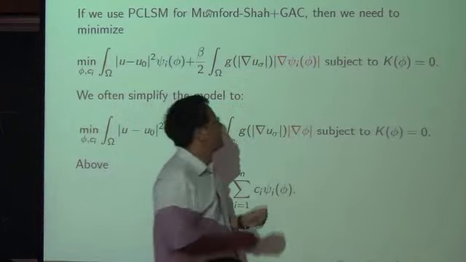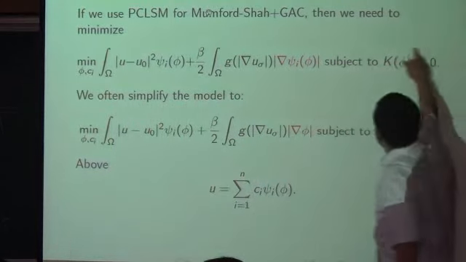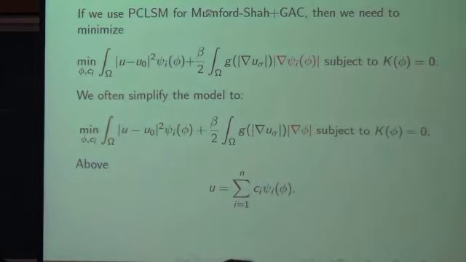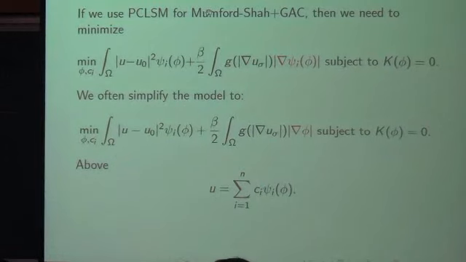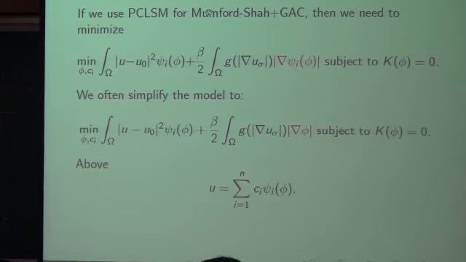This depends on phi. But then you need to have such a constraint to avoid the overlap of regions. To avoid overlap of regions. So if you do this, the previous piecewise constant model combined with the geodesic active contour becomes a minimization of this one. So this is another way to transform the problem.